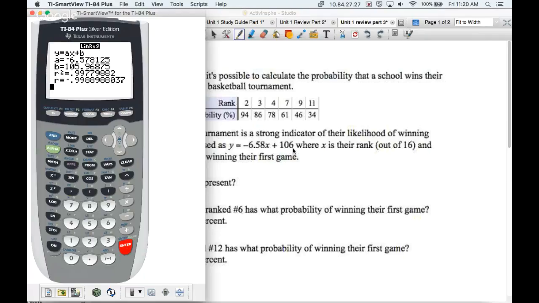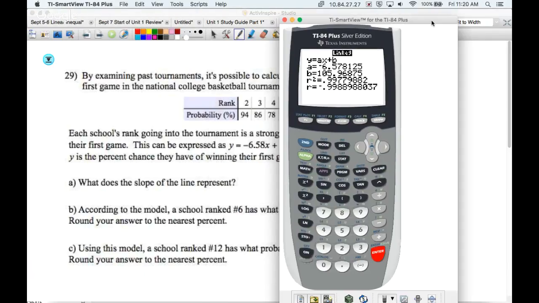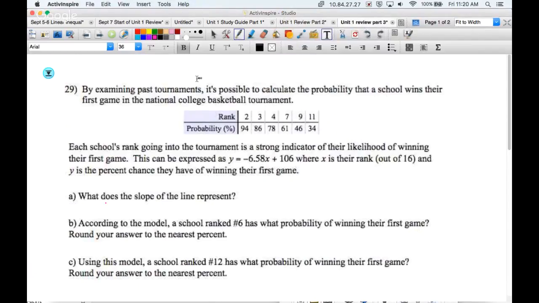You can see that these values match what's given over here. Y equals, there's my slope of negative 6.58 is what they rounded it to. There's my y-intercept of 106. All right, let's see if we can use that to answer some questions. What does the slope of this line represent? And I'm going to write this out. This is how I want you to write it on your review sheet and on the test.